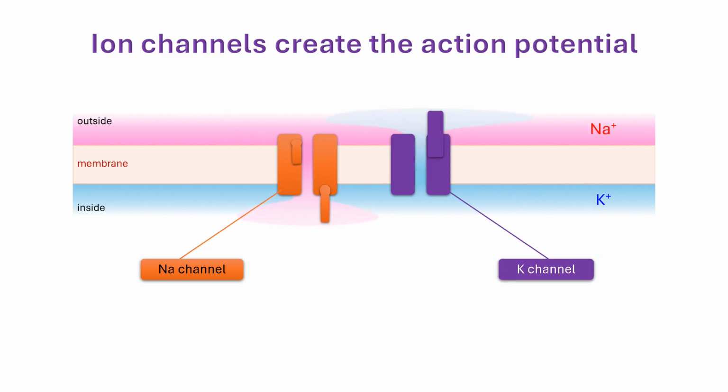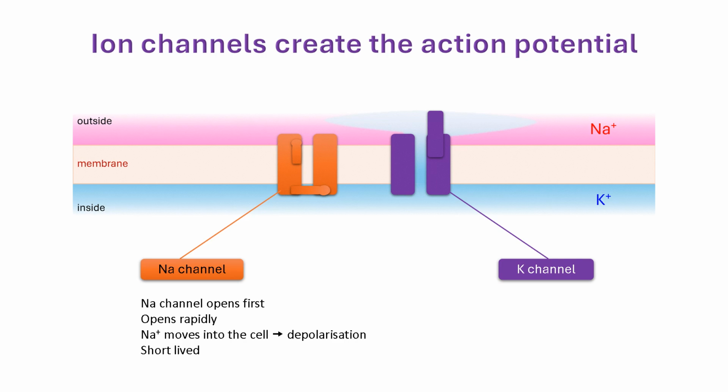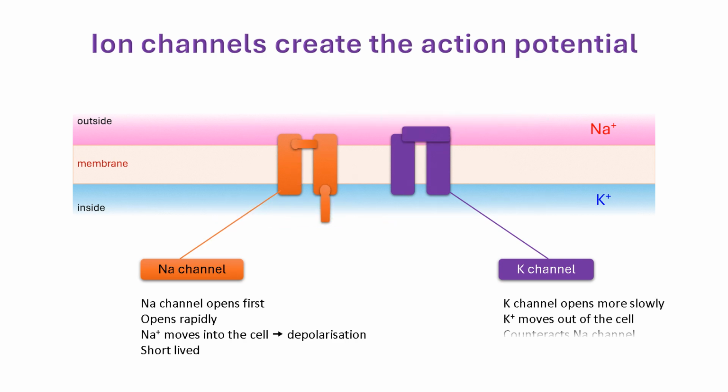An action potential starts when the sodium channels open and sodium ions flow into the cell, causing depolarisation. Sodium channels open rapidly within a millisecond, then rapidly become inactive, so that sodium influx is a short-lived event. Potassium channels take longer to open, but when they do, they allow potassium ions to flow out of the cell to counteract the sodium influx and bring about repolarisation.